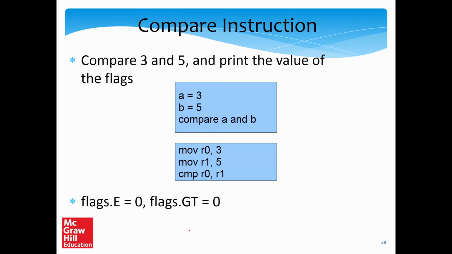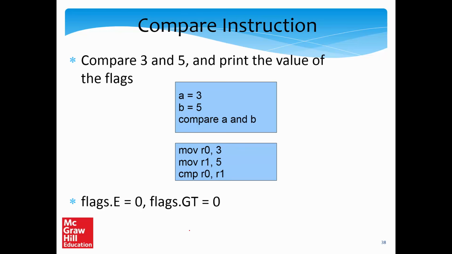Now let's take a look at the compare instruction. The compare instruction is different. It's a different concept. It's not there in high level languages. So let's say we want to compare 3 and 5 and then we want to print the value of the flags, not in assembly but at least as a part of the answer. So it should actually be write the value of the flags.